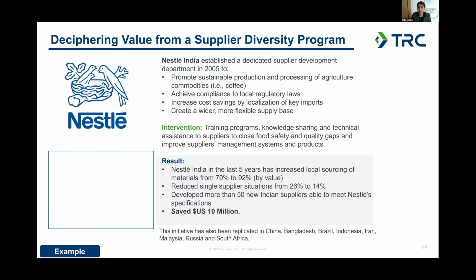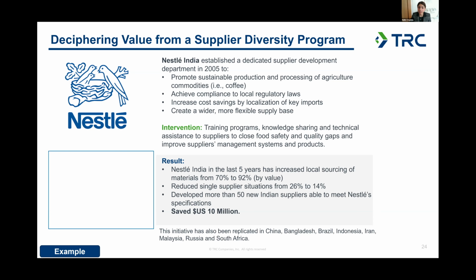They wanted to achieve compliance with local regulatory laws. They also wanted to increase cost savings by increased localization of imports, and just to overall create a wider, more flexible supply base. With respect to that, not only did they increase local sourcing of materials and reduce their single supplier situation, therefore reducing the risk in the overall supplier program, they also were able to find new suppliers that met their audit terms, and they saved over 10 million just on this one program alone.